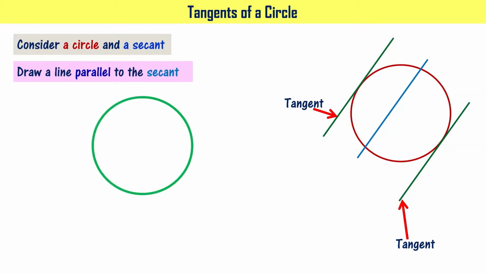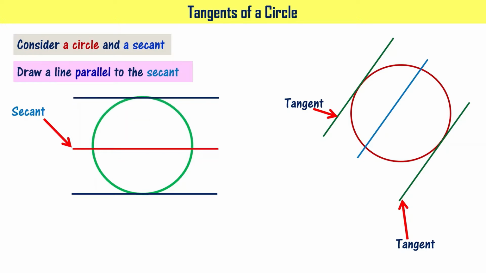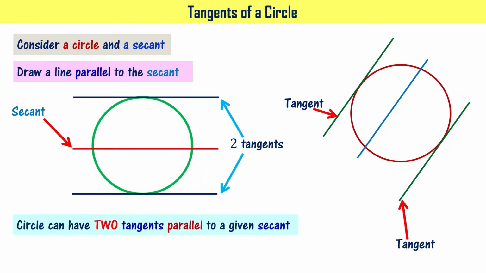Now let's repeat that exercise with a different secant and circle. I am drawing a line parallel to the given secant. That line is touching the circle at only one point, right? And let me draw another line that is also touching the circle at only one point. It means we have two tangents, right? In this exercise, what we have learned just now is a circle can have two tangents parallel to a given secant. Please note this point.